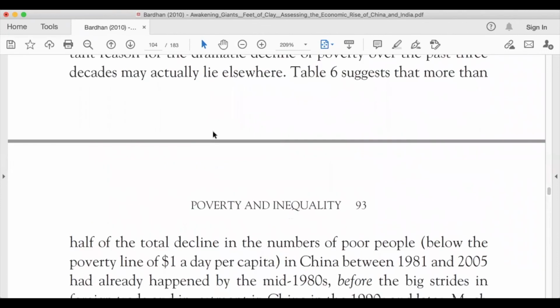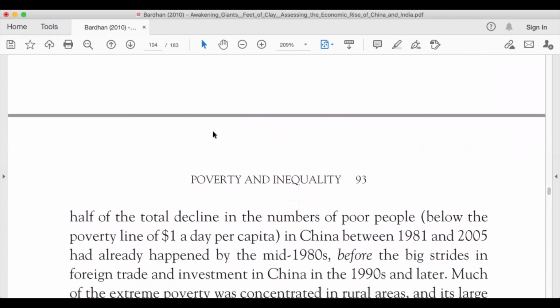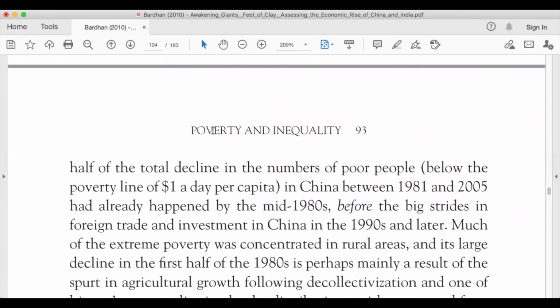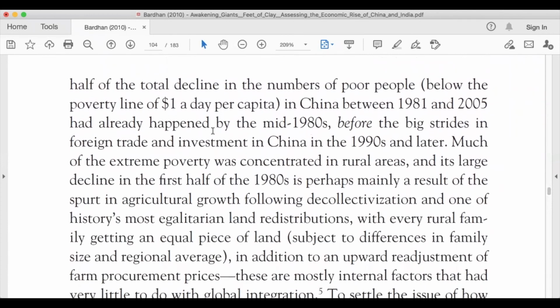Table 6 suggests that more than half the total decline in the numbers of poor people below the poverty line of $1 a day per capita in China between 1981 and 2005 had already happened by the 1980s, before the big strides in foreign trade and investment in China in the 1990s and later.